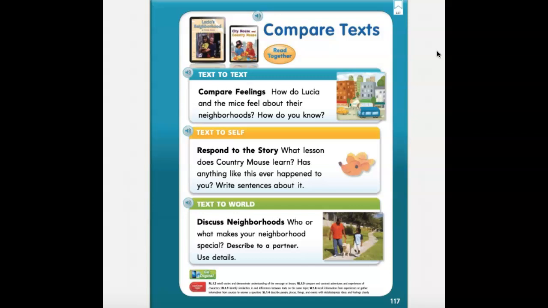How do you think Lucia and the mice feel about their neighborhoods? Do you think that they like to live in their neighborhoods? They might not like their neighborhoods? And why? Why do you think, or how do you think Lucia and the mice feel about their neighborhoods?